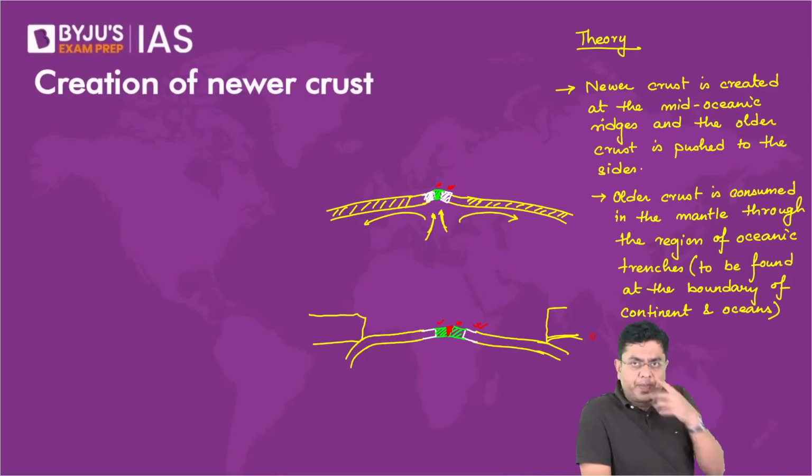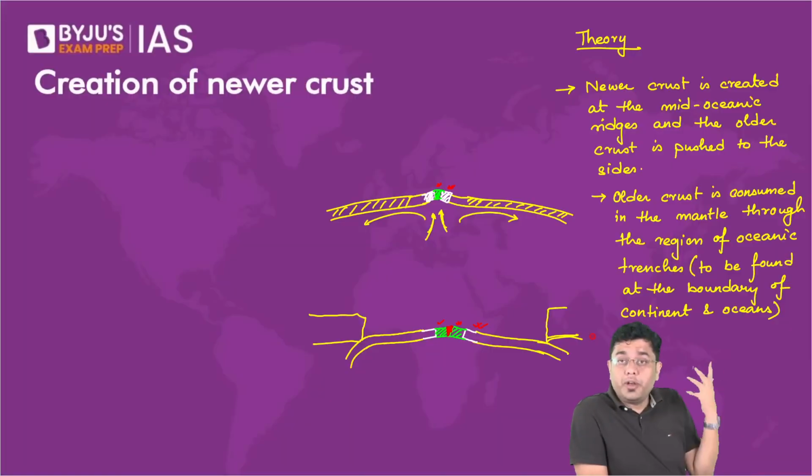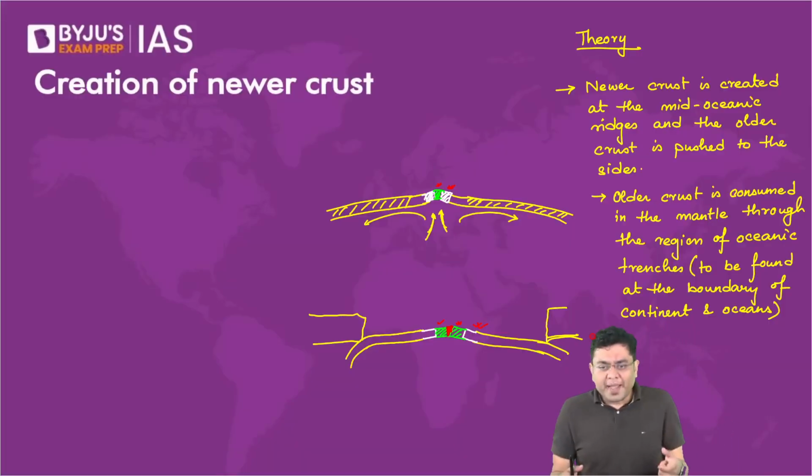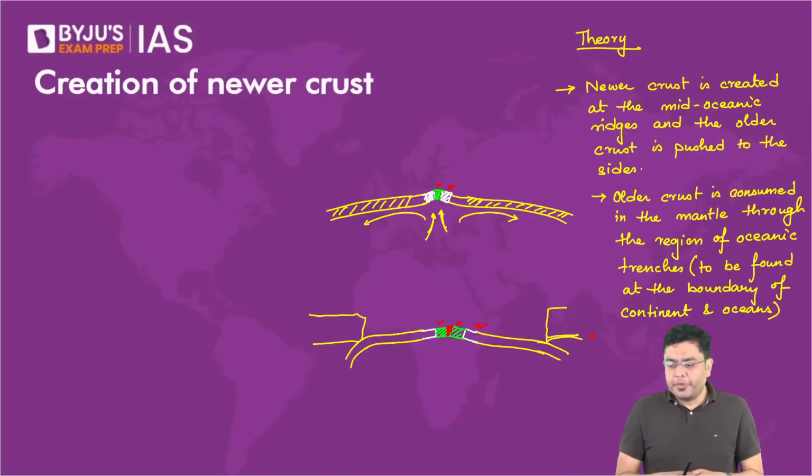For example, he did not talk about any kind of volcanic events or any kind of creation of a new crust in the case of continents. He did not talk about the movement of continents at all. And if his theory is to be believed entirely, then for every ocean, for every mid-oceanic ridge, there needs to be a couple of trenches on the sides. But that is not to be found everywhere. So this theory also had a certain set of drawbacks, a certain set of limitations associated.